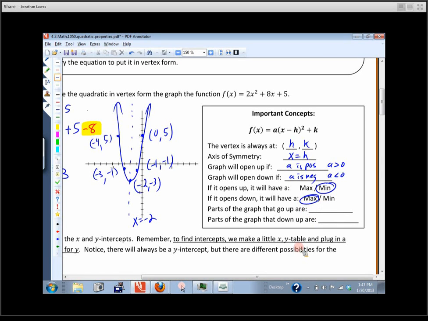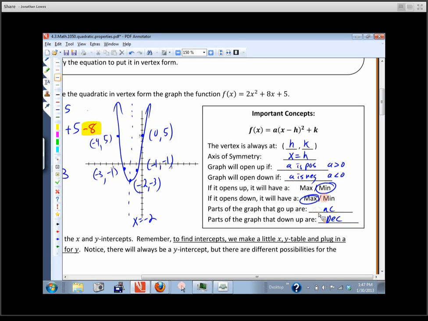Parts of the graph that go up, this was not covered. Very good. Parts of the graph that go up from left to right, we call that increasing. And the parts of the graph that go down, we call that decreasing. That was not something covered in 1010. We started figuring that stuff out in 1050, in chapter 3 about the behavior of a graph.